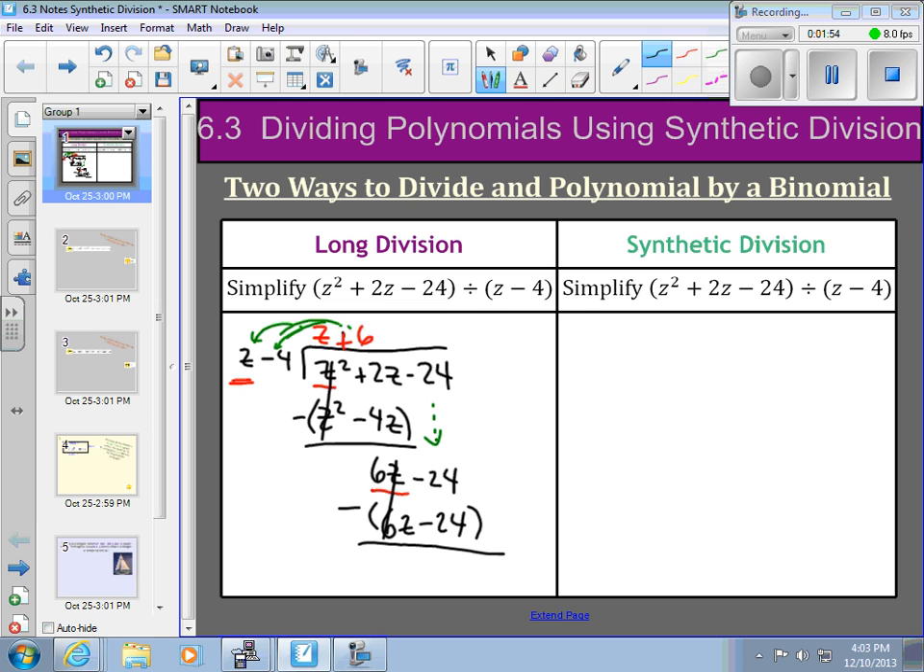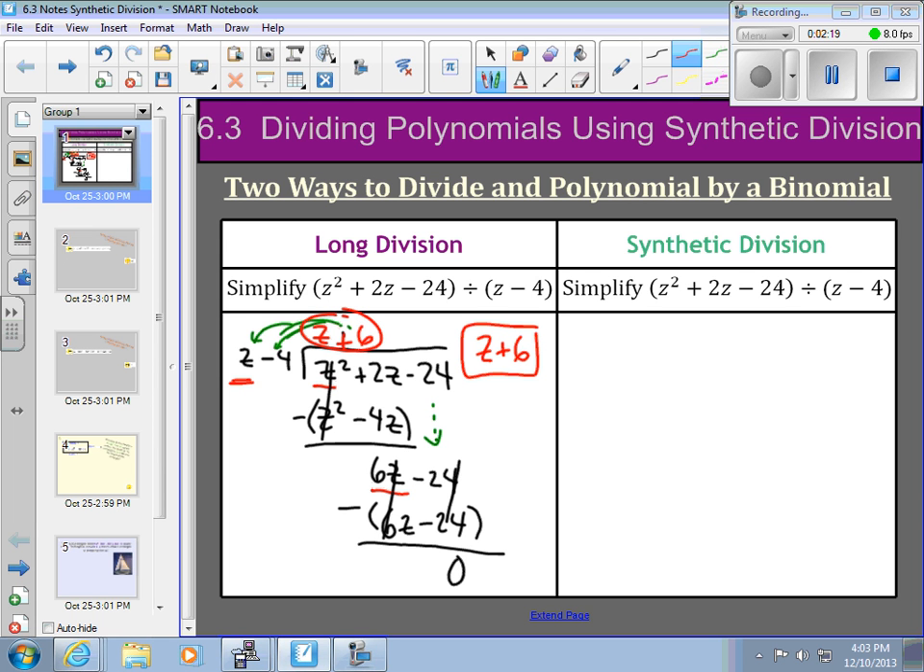These will always cancel out because they're the same. If you take negative 24 minus a negative 24, that's like adding again. So that would also cancel out, leaving us with 0 as our remainder. So whatever you have up here becomes your answer if there's no remainder. So the answer here would be z plus 6. Okay, that's the long division way.